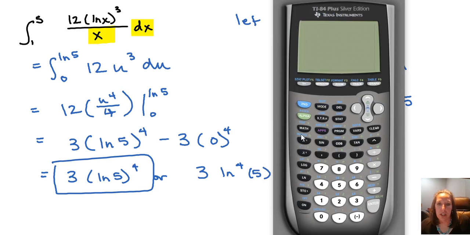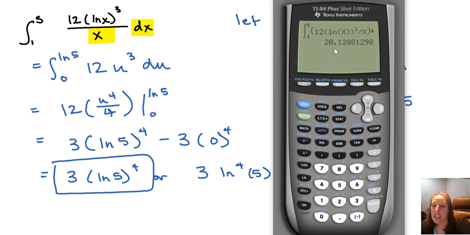So the way that you do it, you're going to go to your math menu and then scroll down to FN int. For me it's number 9, and then you just fill in the blanks. So our bottom endpoint is 1, our top endpoint is 5, our function there is 12 times the natural log of x, close the parentheses around the natural log, raised to the third, divide by x, so just entering your function in there, and then we are integrating with respect to x.